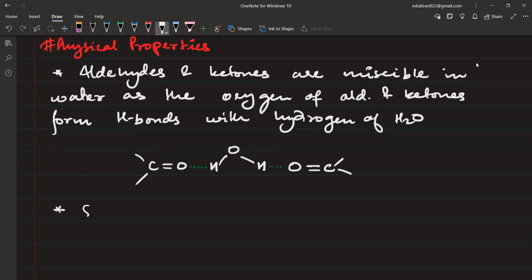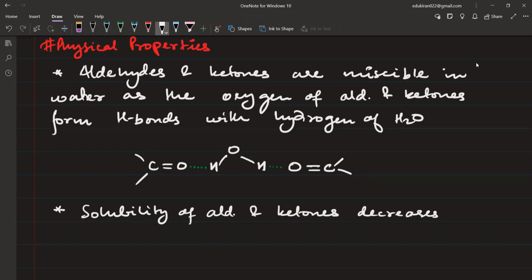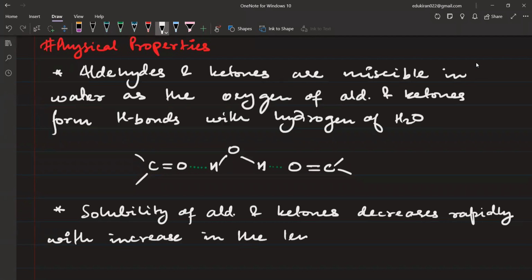Solubility of aldehydes and ketones decreases rapidly with increase in the length of alkyl chain.